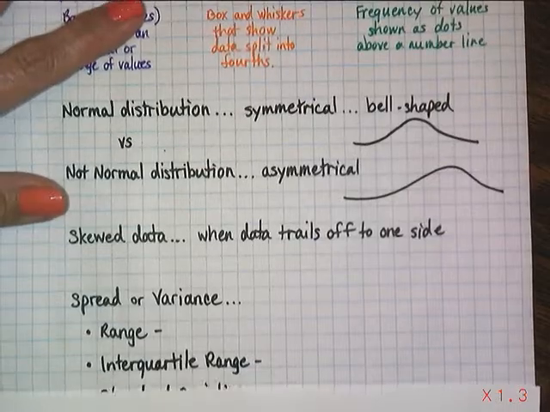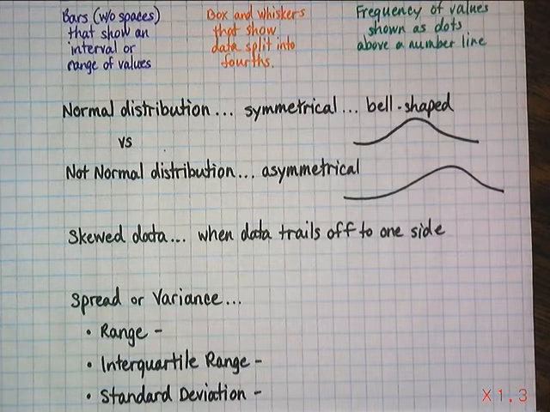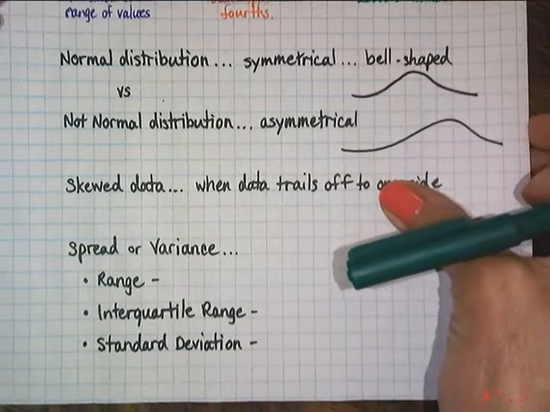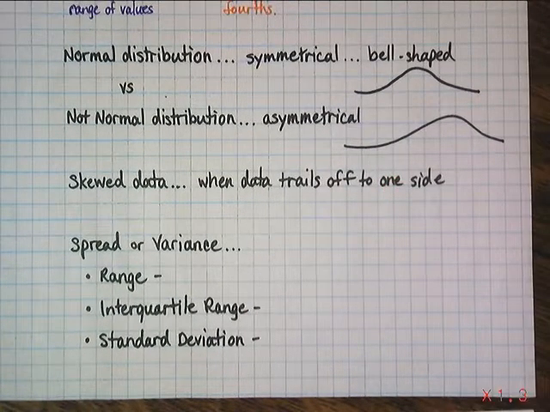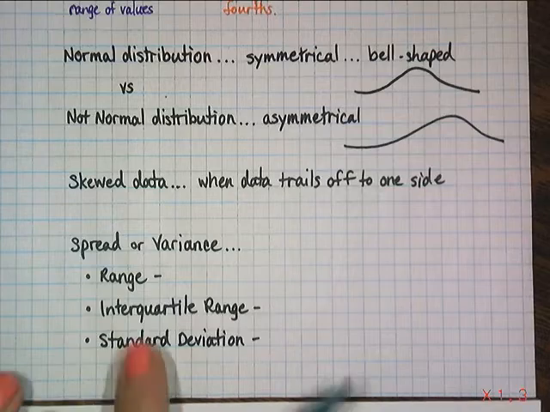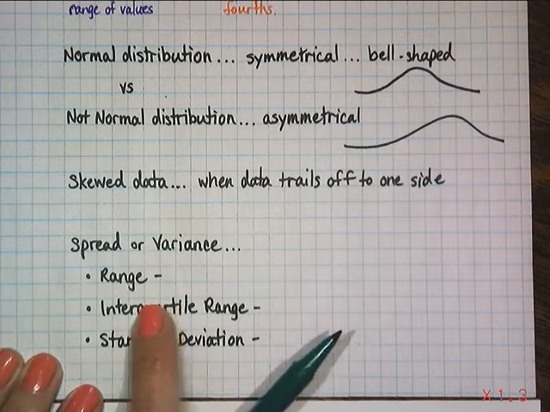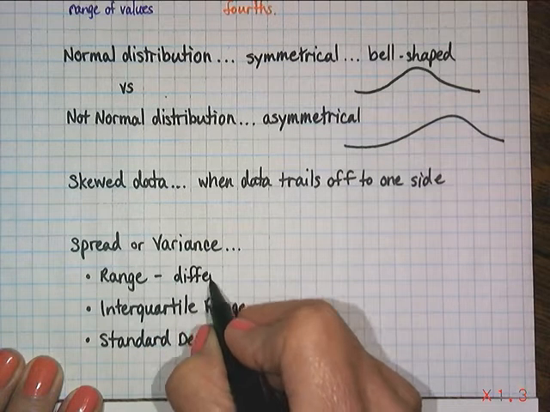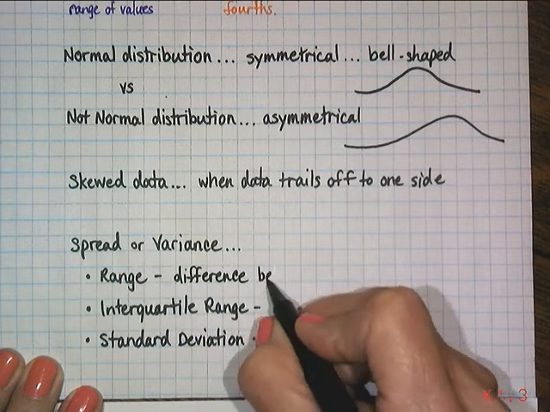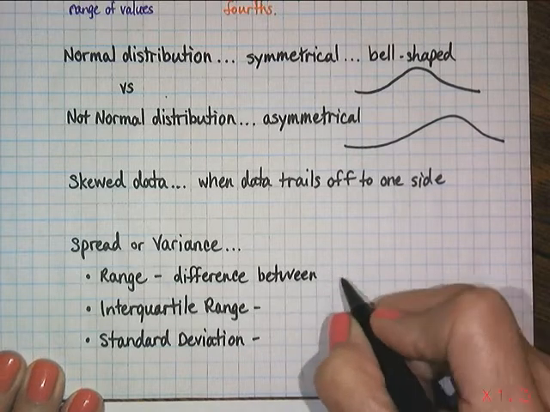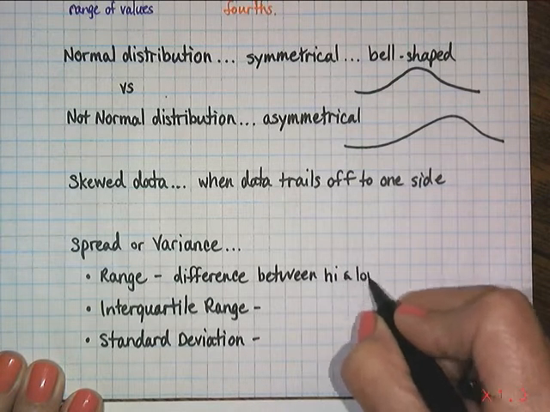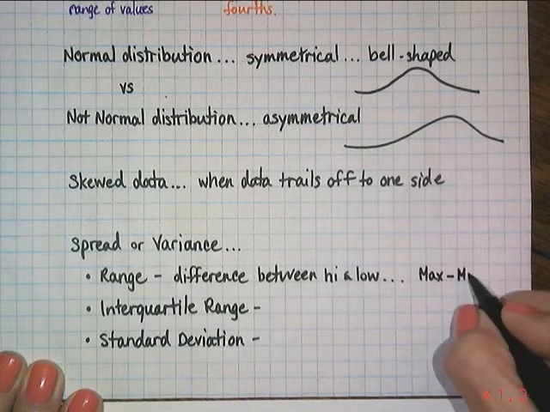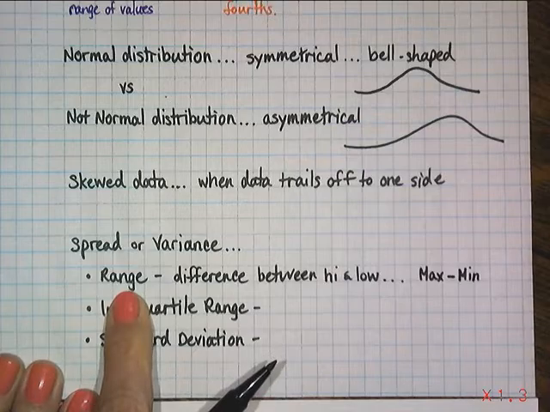Something else we can talk about with respect to distribution of data is what we call spread or variance. It kind of just depends on the language your teacher is presenting or is in your textbook. Range, you're probably very familiar with. Range is the difference between the highest and the lowest number. So you're going to think to yourself, whatever the maximum value is minus the minimum value. That will give you what we call the range.